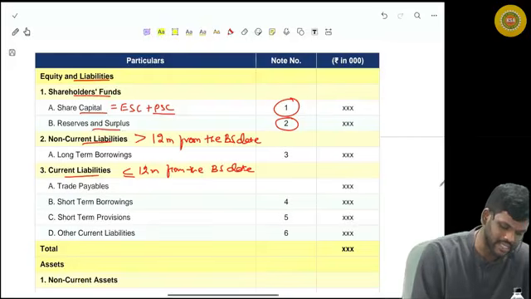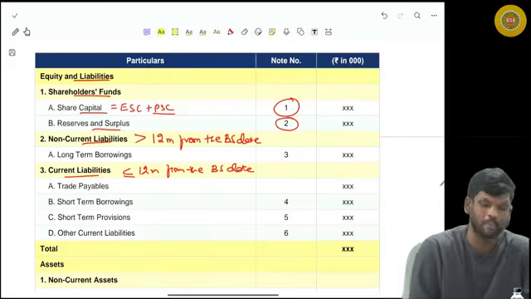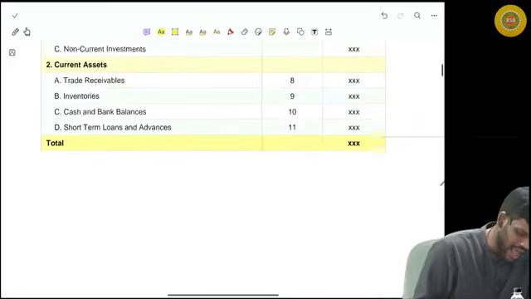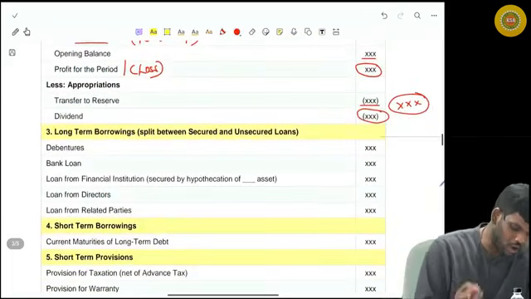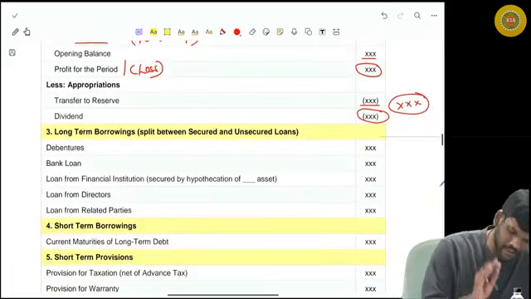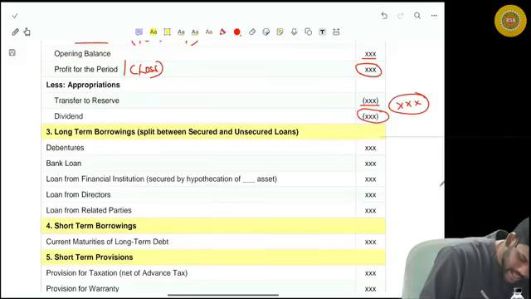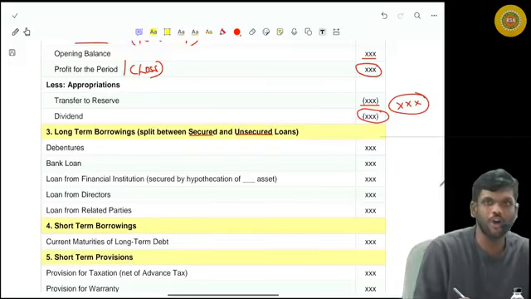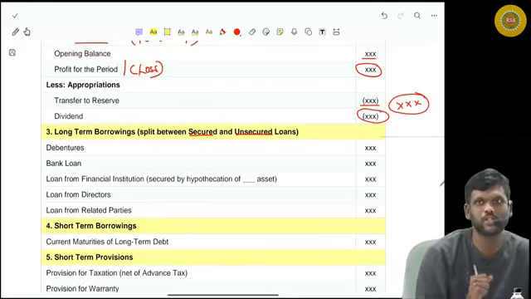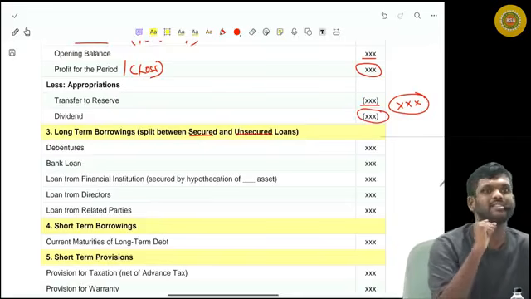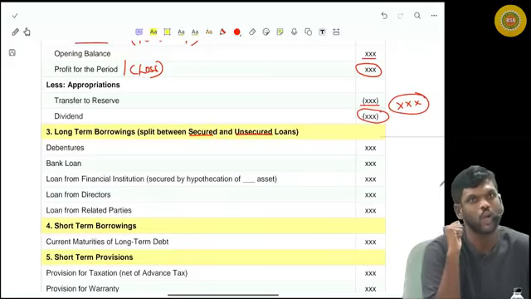Under non-current liabilities, we have the next one, which is long-term borrowings. Let us go to note 3 and see what is there in that. So under long-term borrowings in note 3, first important thing is, guys, this needs to be split between secured and unsecured loans. That means secured loans should be disclosed separately in notes to accounts. Unsecured loans should be disclosed separately in notes to accounts.